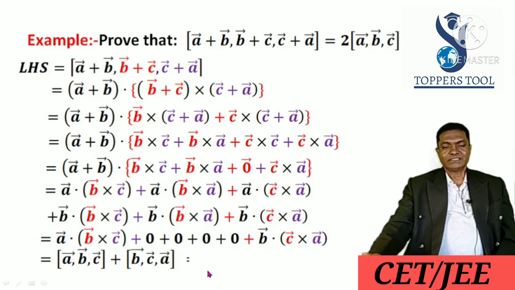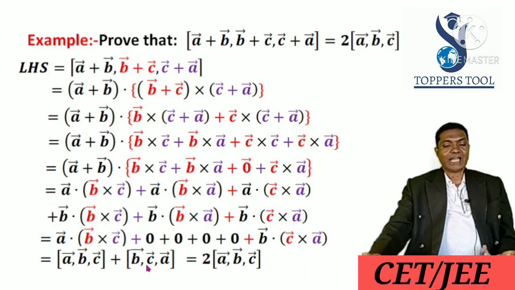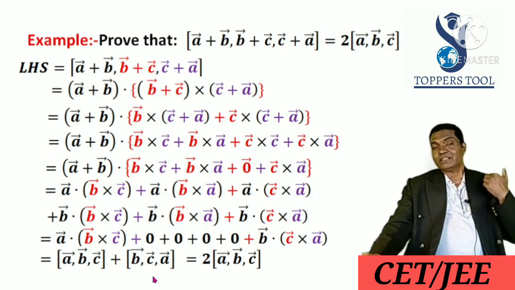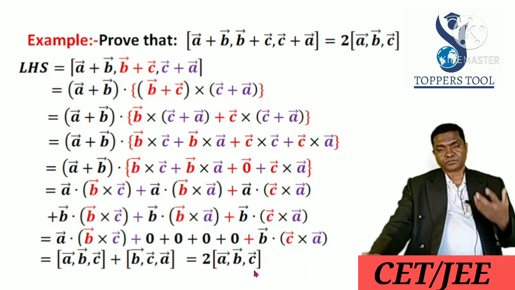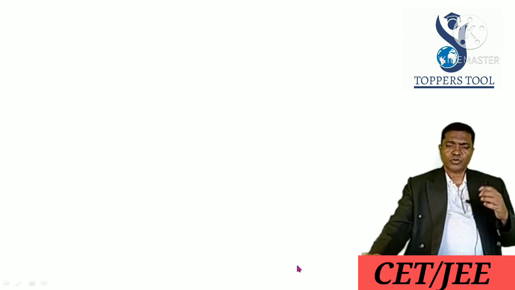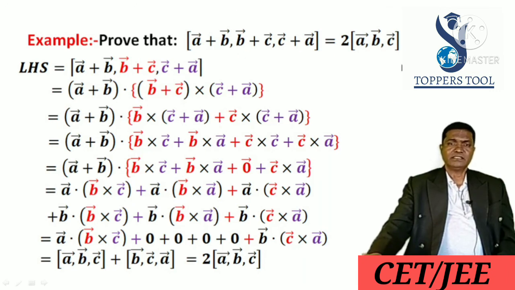Now we know that this is nothing but you can write vector B, C, A and this is your vector A, B, C. And as I stated earlier, these two are identical because the scalar triple product does not change when the vectors are changed cyclically. So here these two are identical. So addition of these two gives you 2 times this scalar triple product. So remember this, one of the important problems as well as a standard result.